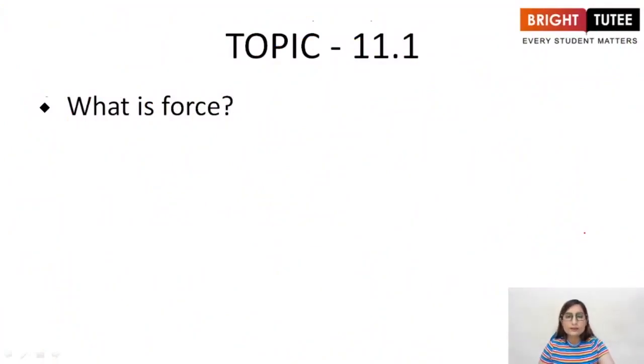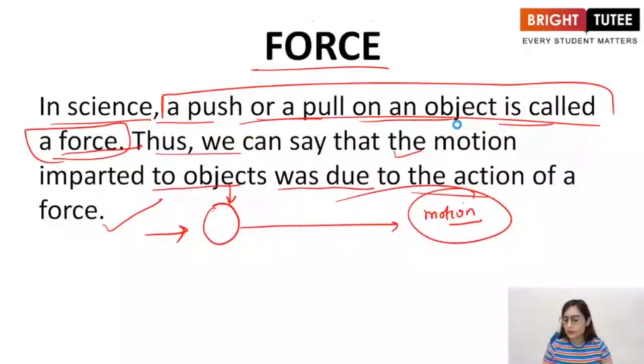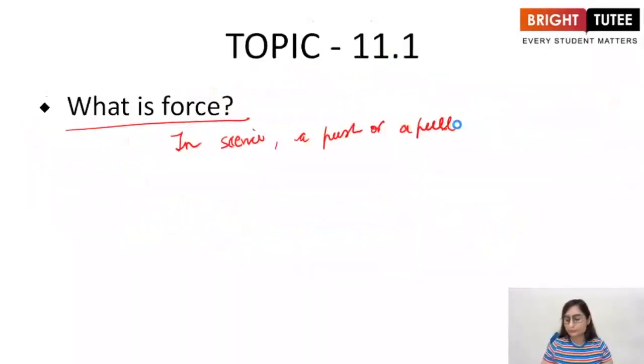Hello students, in this lecture we will be discussing some important questions related to the first topic of this chapter, that was force, a push or a pull, right? So the first question is, what is force? In the first lecture we studied that force in science is a push or a pull, as we just discussed in the last topic of the chapter. A push or a pull on an object is called a force, right?